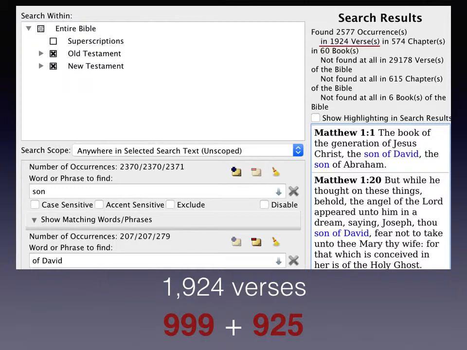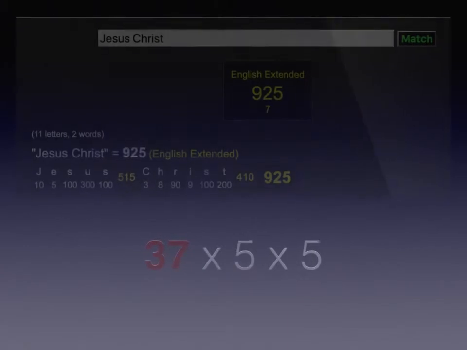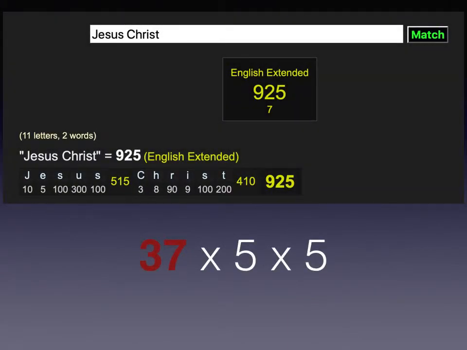But I want to point out the number 925 because this number, when we study the genetic code, is going to show up in a real significant way. And it just so happens, using English extended gematria, the phrase Jesus Christ adds up to 925, 3 times 5 squared.